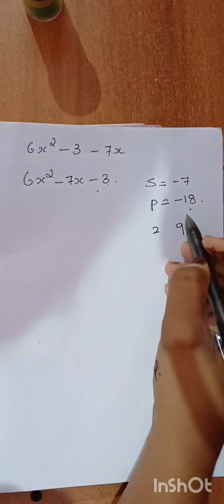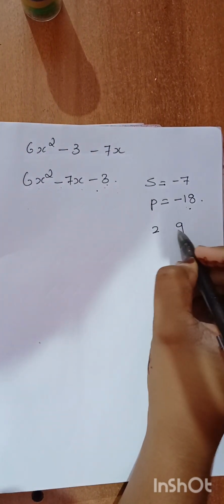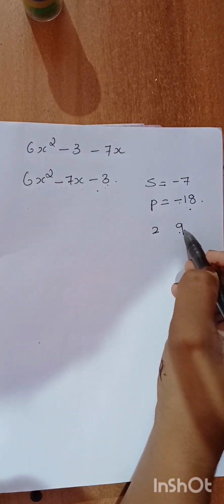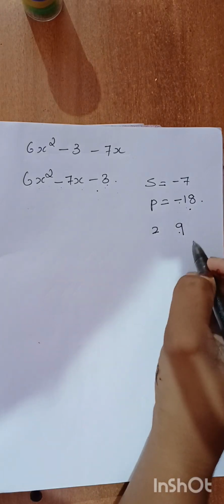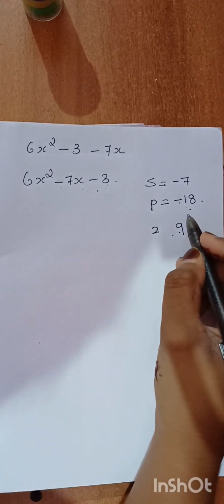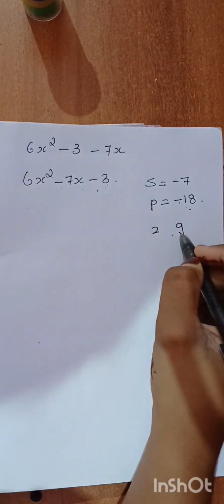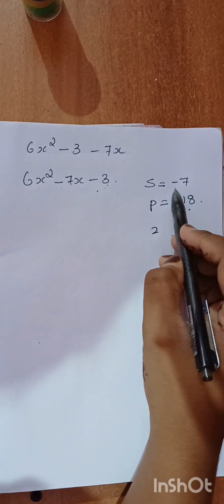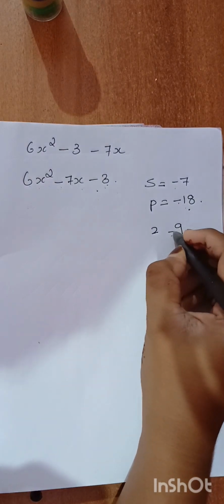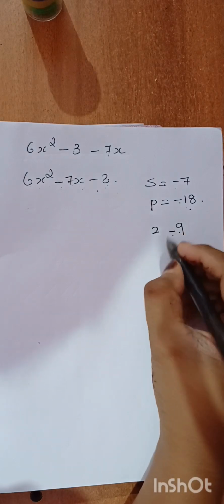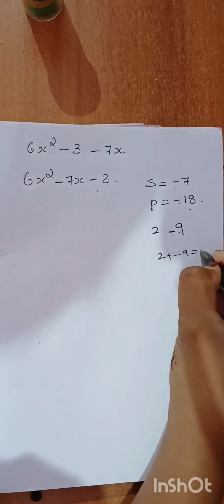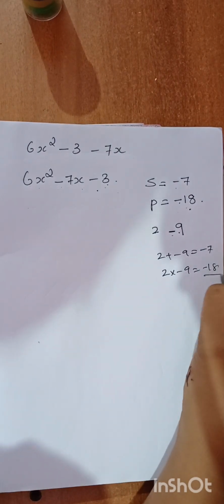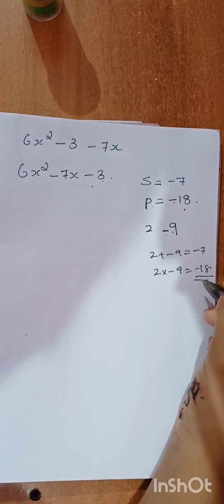And the numbers satisfying these two conditions are 2 and 9. Here the product has a negative sign, which means one of the two numbers is negative. You have to select which one by looking at the sum. The sum has a negative sign, which means the larger number is negative. So 2 plus minus 9, sum is equal to minus 7, and 2 into minus 9 is minus 18. Both conditions are satisfied.